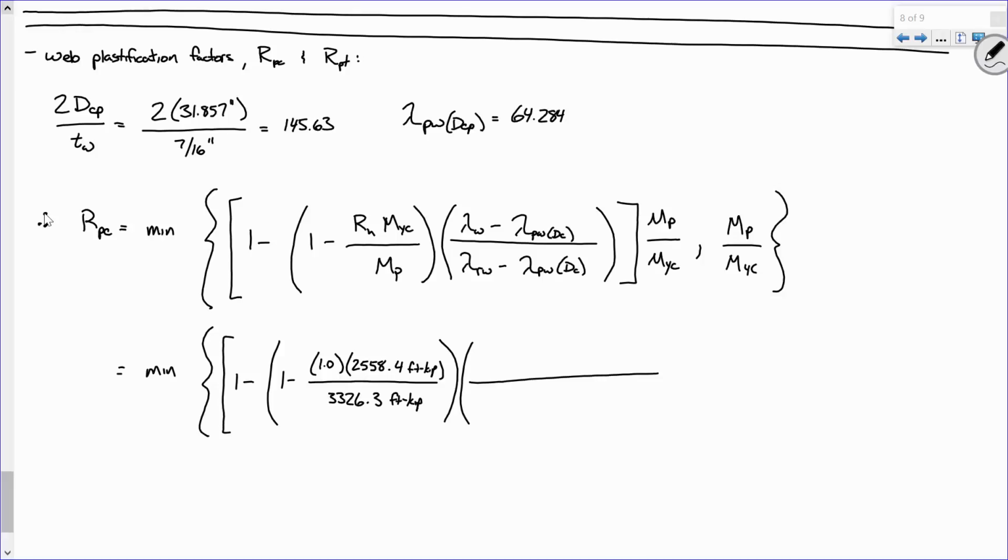Now we've got lambda sub W, which is, what was that, 115.46, minus lambda PW at D sub C, which was 50.97. Isn't that what it was?